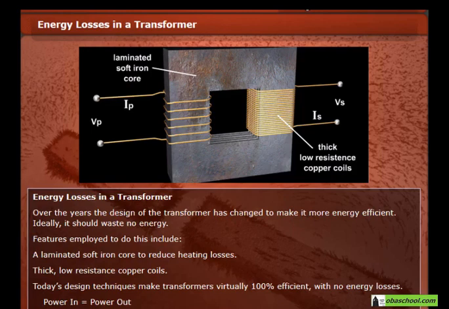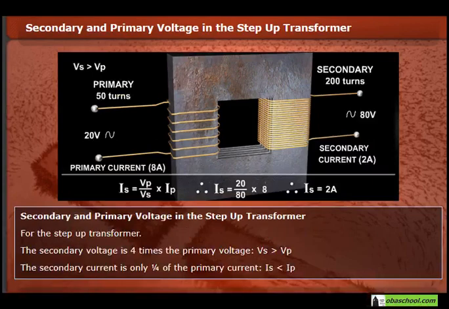Power in equals power out. Vp Ip equals Vs Is. For the step-up transformer, the secondary voltage is 4 times the primary voltage. Vs is greater than Vp. The secondary current is only 1/4 of the primary current. Is is less than Ip.